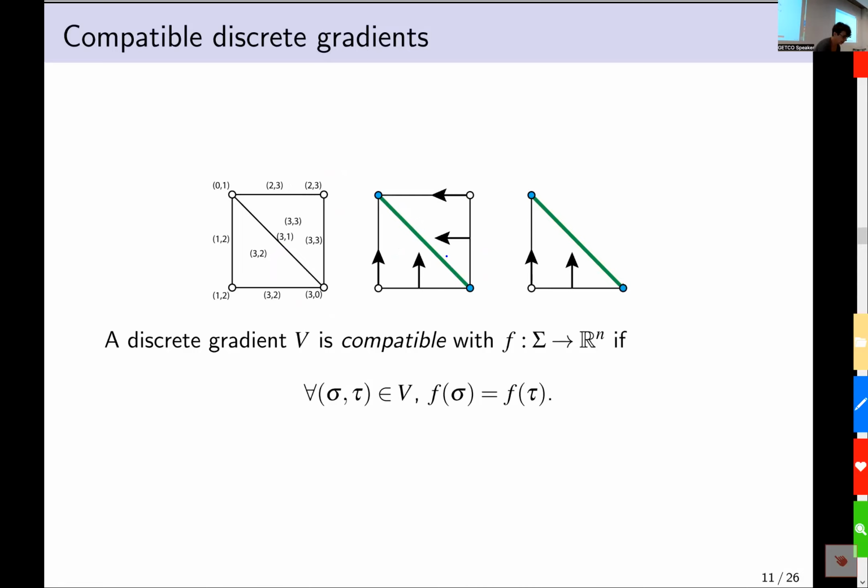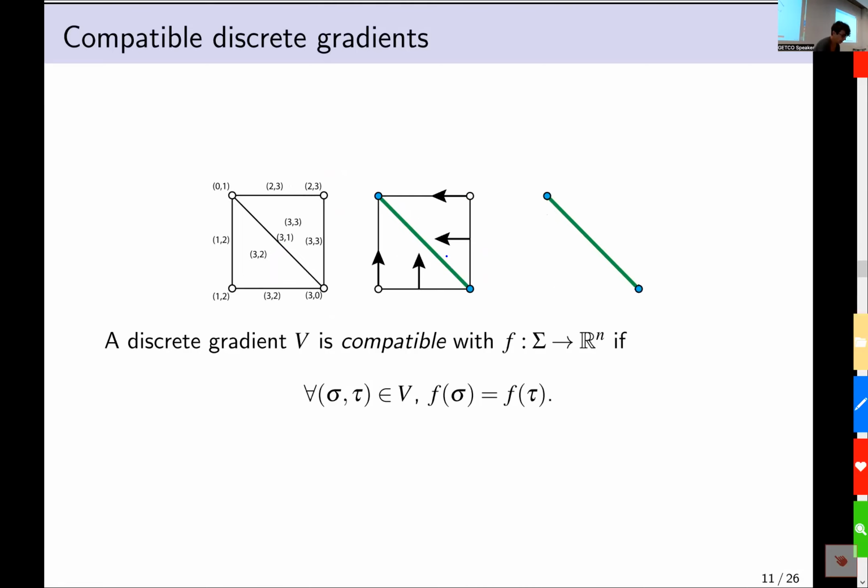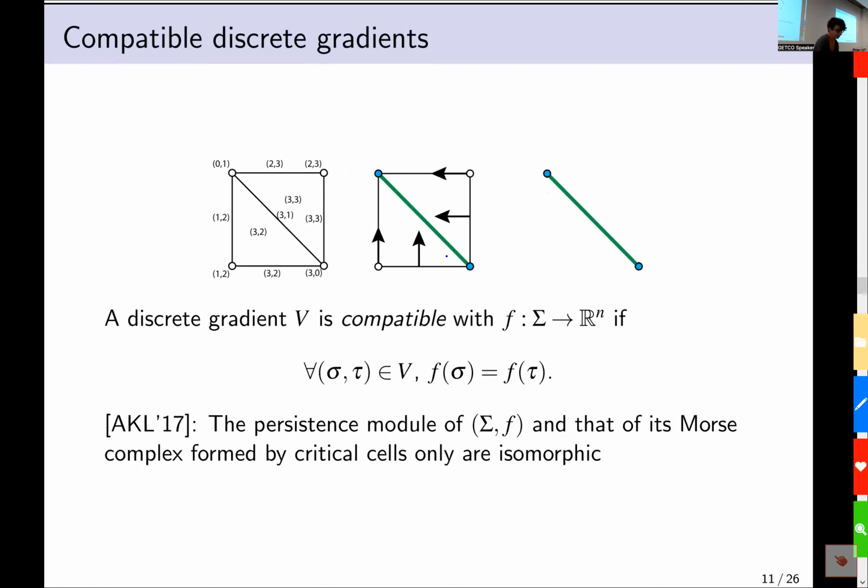But this only shows that I can perform simplicial collapses, and the fact that the gradient is compatible guarantees that the persistence module of the cell complex I get is isomorphic to the persistence module of the filtration of my initial simplicial complex.